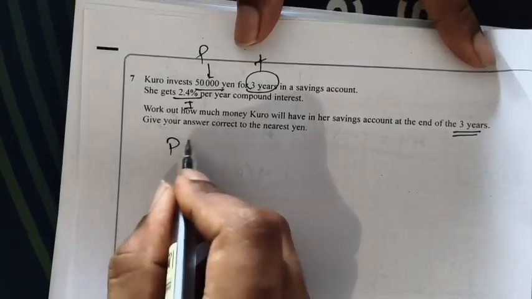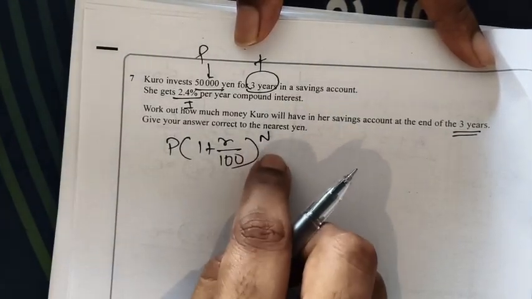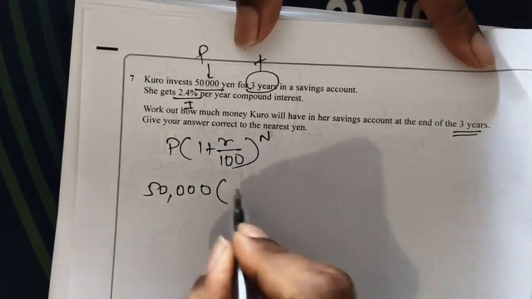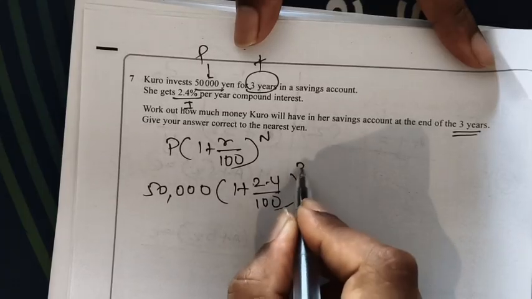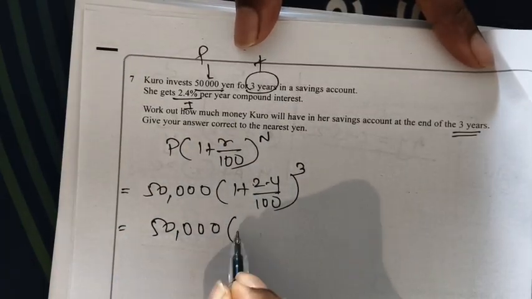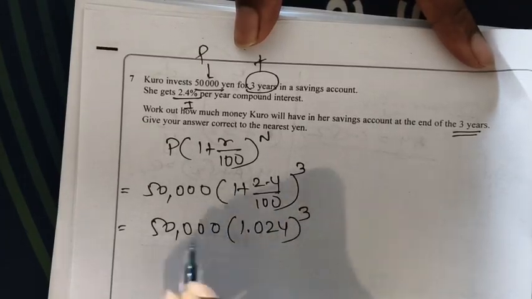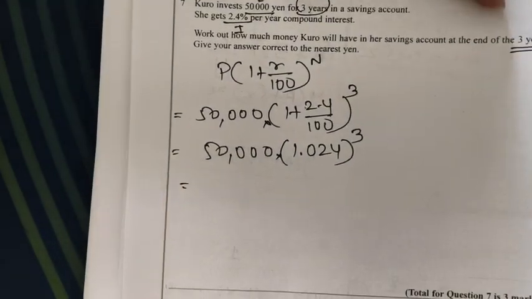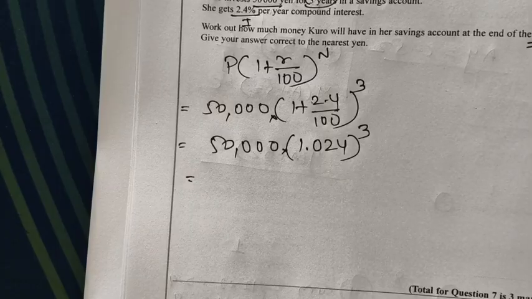So what is the fundamental? Principal into 1 plus r upon 100 raised to the number of years, correct? What is the principal amount here? Principal amount is 50,000. 1 plus 2.4 upon 100 raised to 3, which is equal to 50,000 into 1 plus 0.024 raised to 3, correct? Do you guys want to give an attempt to it? Just take 2 minutes and see what kind of answer you get.